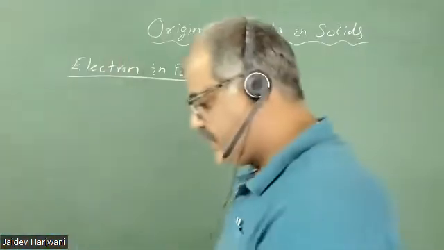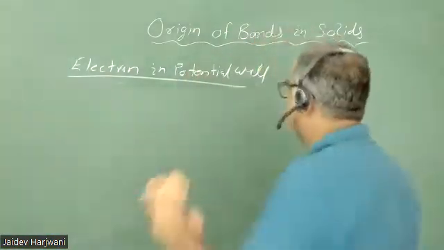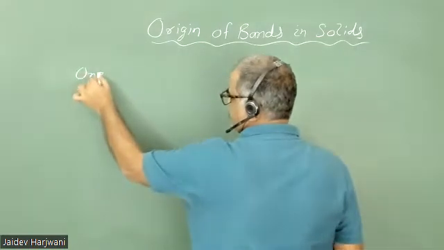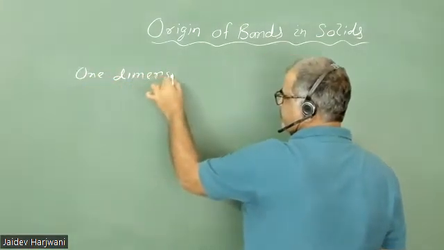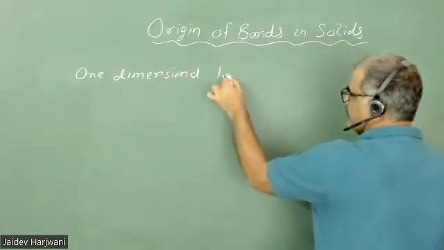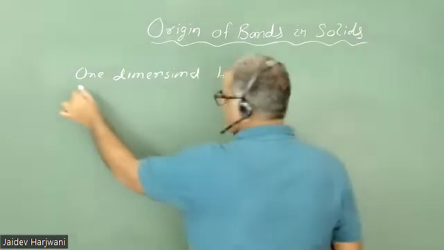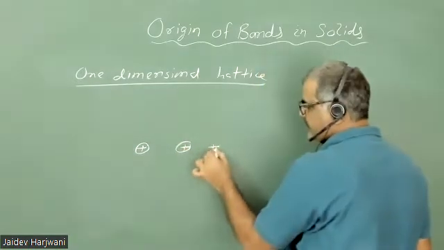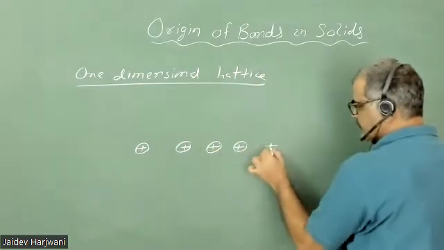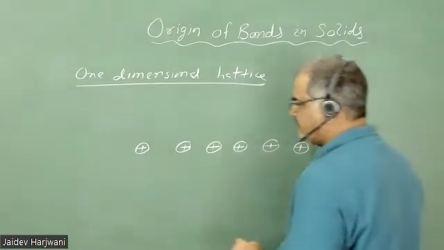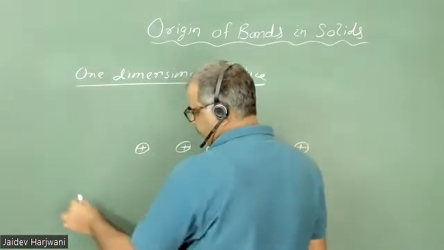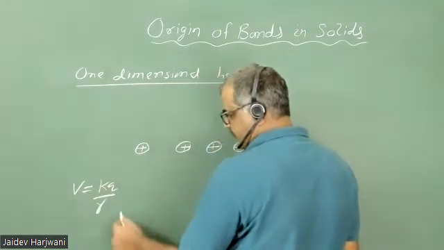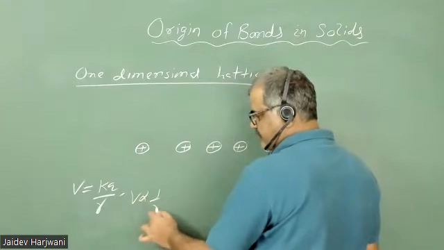For example, if I take a one dimensional lattice, and if I see what kind of potential there is inside the crystal, you can see these are the ion cores, and we know the potential due to a charge is generally given by kq upon r, that is, V is proportional to 1/r.